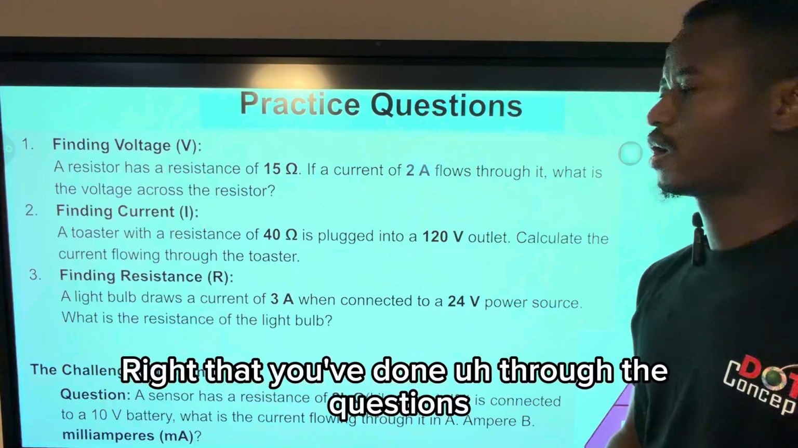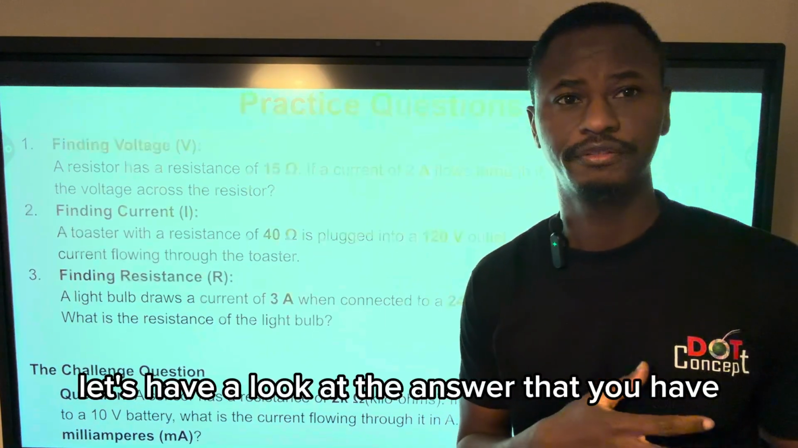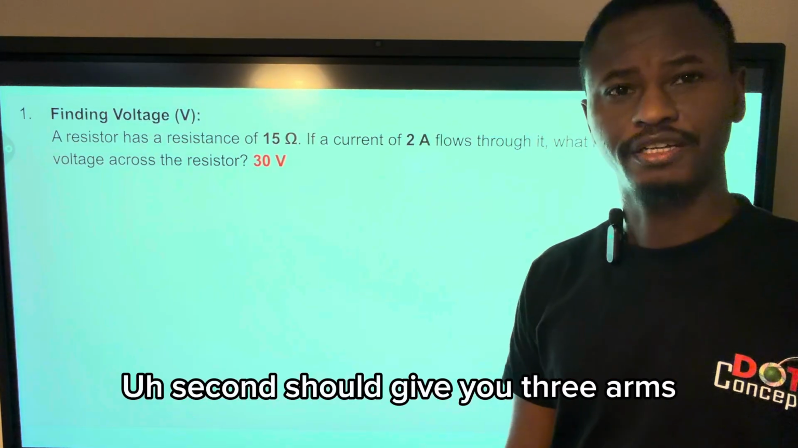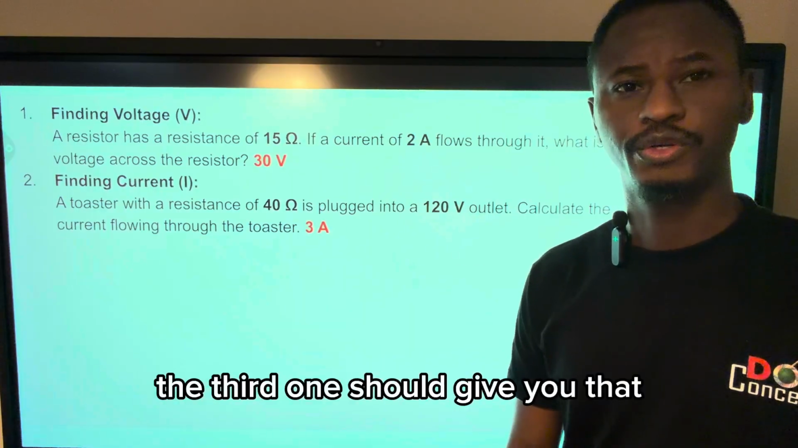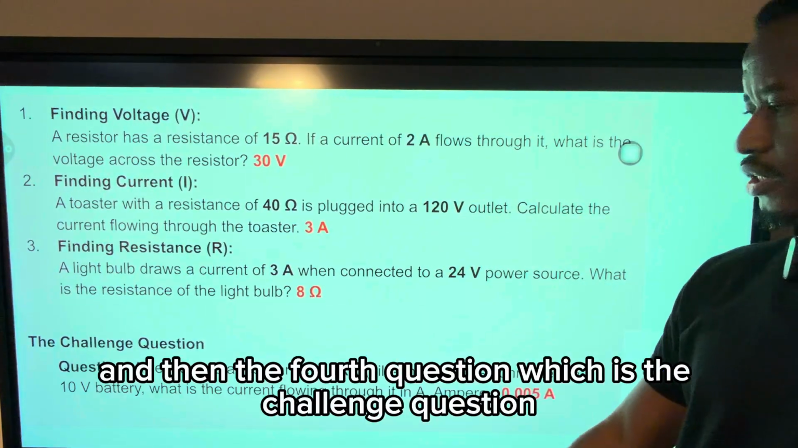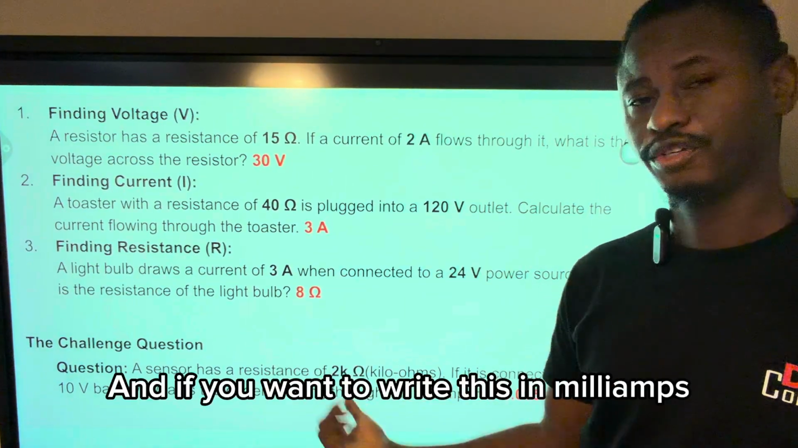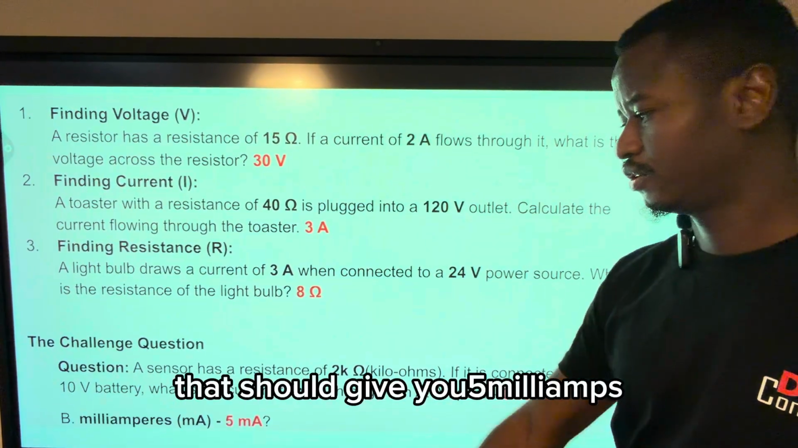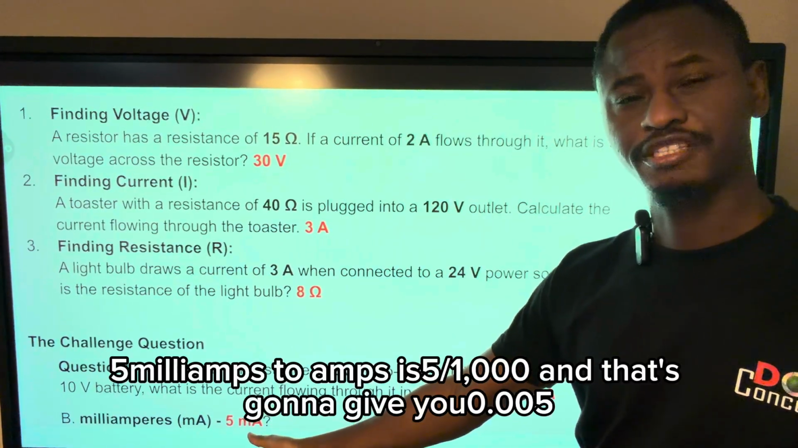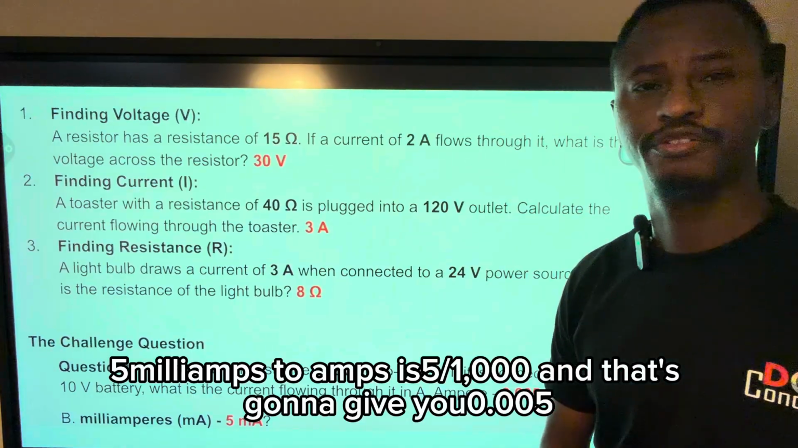All right. Right, now that you've gone through the questions, let's have a look at the answers that you have. The first question should give you 30 volts. The second should give you 3 amps. The third one should give you that. And then the fourth question, which is a challenge question, in amps, that should be 0.005 amps. And if you want to rewrite this in milliamps, that should give you 5 milliamps. Remember, 5 milliamps to amps is 5 divided by 1,000, and that's going to give you 0.005.